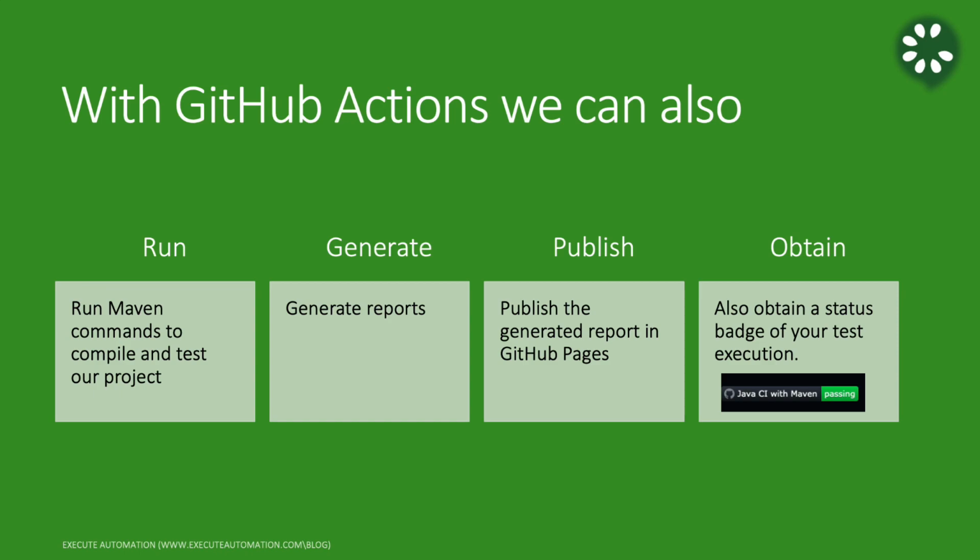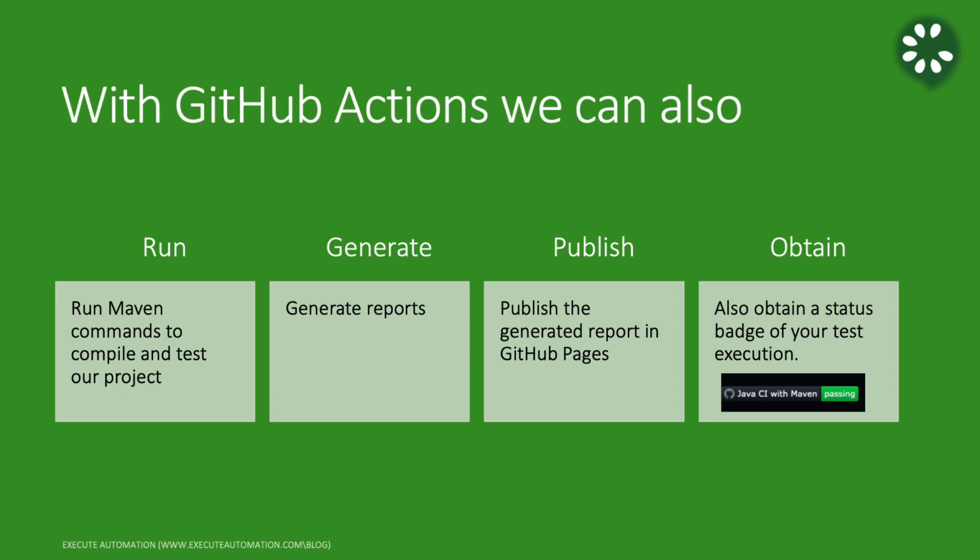It also generates reports for you if you have those options within your pom.xml file. You can also publish the generated report in GitHub Pages as well. Again, there are some special settings you need to make this happen, and I will show you how to do that. Finally, you can also obtain the status badge of your test execution, something like this. As you can see here, it is passing, so you can do that as well.